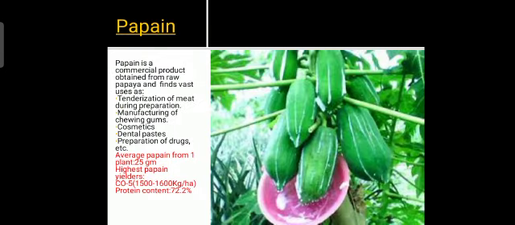Papain. Papain is a commercial product obtained from raw papaya and finds vast uses in tenderization of meat, manufacturing of chewing gums, cosmetics, dental paste, preparation of drugs, etc. Average papain obtained from one plant is 25 grams, and the highest papain yielding variety of papaya is CO5, which yields about 1500 to 1600 kg per hectare papain, and the protein content of papain is 72.2%.